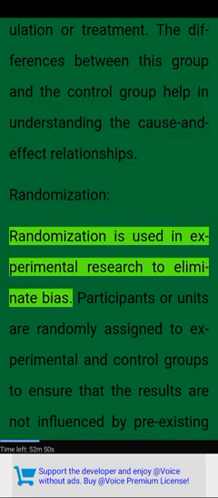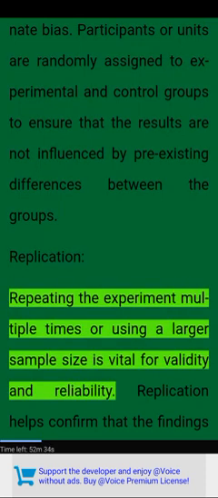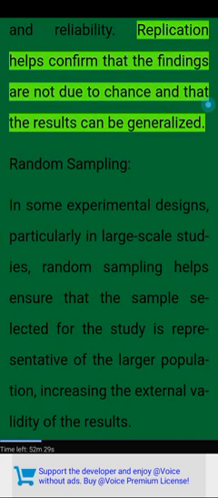Randomization. Randomization is used in experimental research to eliminate bias. Participants or units are randomly assigned to experimental and control groups to ensure that the results are not influenced by pre-existing differences between the groups. Replication. Repeating the experiment multiple times or using a larger sample size is vital for validity and reliability. Replication helps confirm that the findings are not due to chance and that the results can be generalized.